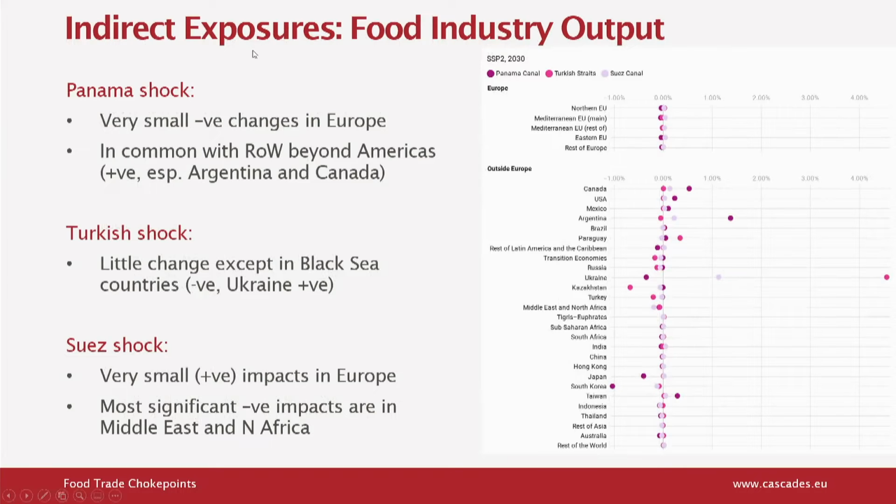In terms of the food industry output, so this is economic activity in the sector that is dependent on these food crops. Again, relatively small changes in Europe, and they're generally negative. That's similar across the rest of the world, other than in the Americas, where we see positive impacts in Argentina and Canada particularly. For the Turkish shock, we see little change except in the Black Sea countries, which are generally negative but positive for Ukraine. And in the Suez shock, we see very small positive impacts in Europe, and the most negative impacts are in the Middle East and North Africa, which are obviously very dependent on that routing.